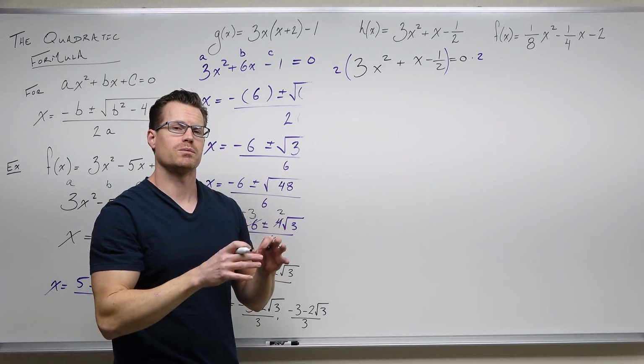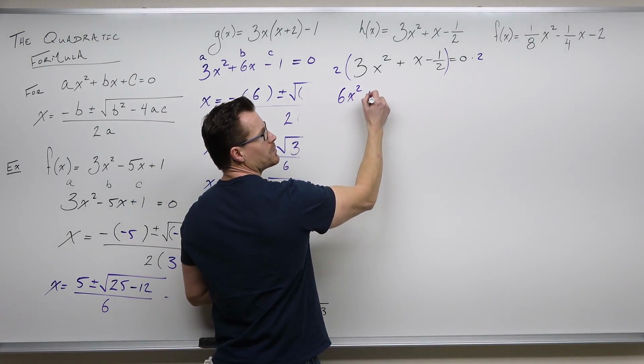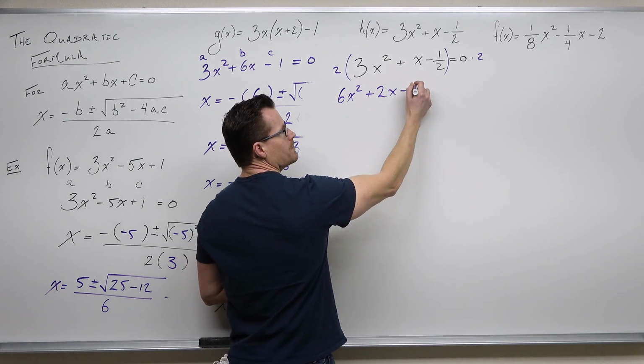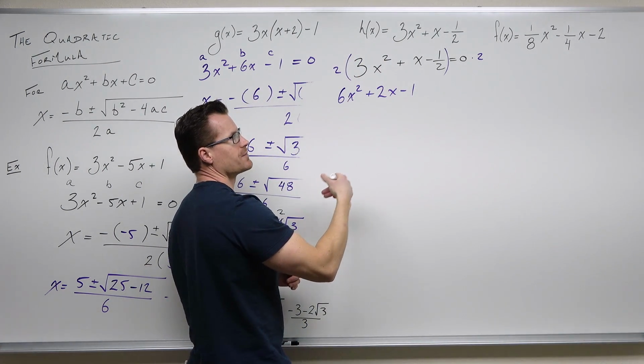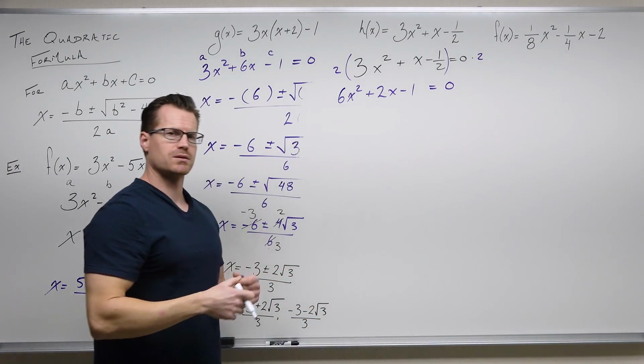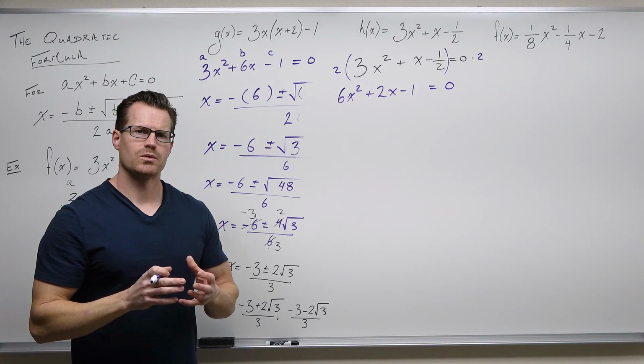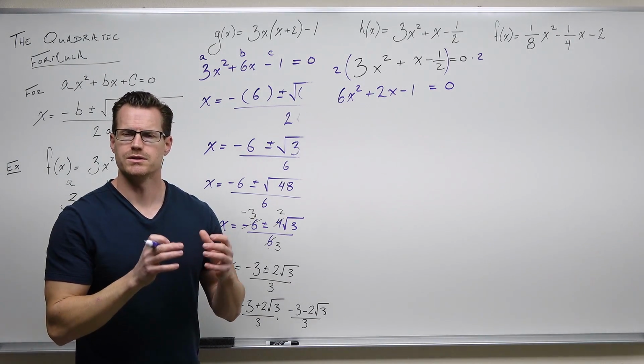Distribute it, it's going to get rid of all your fractions. So we'll get a 6x squared plus 2x, don't forget that, minus 1. 2 times negative 1/2 is negative 1, we write minus 1. On the right-hand side, you still have 0 because 0 times any sort of number is going to give you 0. This is so much easier to work with. I don't care what you're doing, do this first.